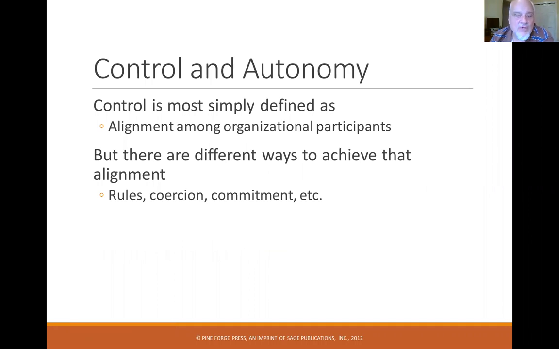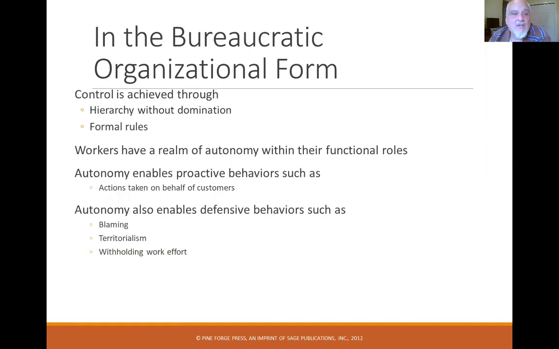Rules, coercion, commitment to the organization. How do you get people to do it in the best way? Coercion's probably not your best choice. Rules, more bureaucracy. Commitment, more relational based. In the bureaucratic organizational form, controls are achieved through hierarchy and formal rules. You do have a sense of autonomy, but within those silos are your functional roles. This autonomy enables proactive behaviors. So helping the customers, making sure that they are served.